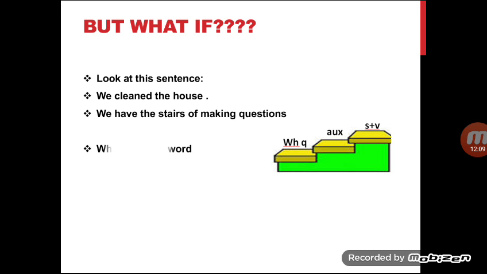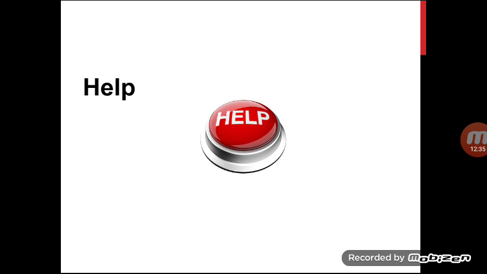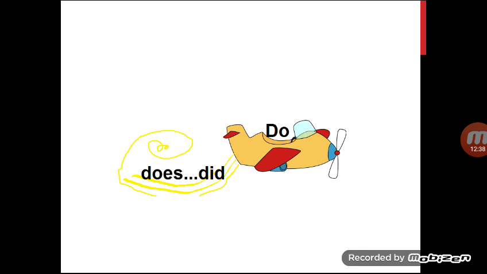We have the steps of making questions. Where is the auxiliary verb? Do you have an auxiliary verb here? We don't have an auxiliary verb. No helping auxiliary verb. We need help. Yes, help. You can call, help me, help us. We want to make a question. We don't have an auxiliary verb. What should we do? Something comes to help me. What is it? It is do. Yes, the verb to do. It is an auxiliary verb which helps us in making questions.